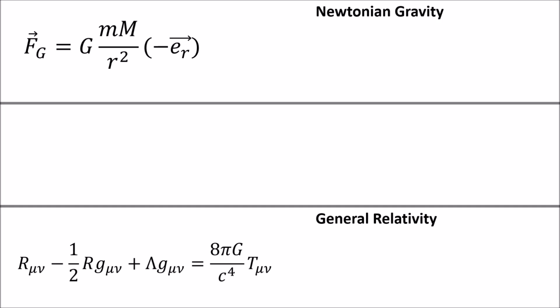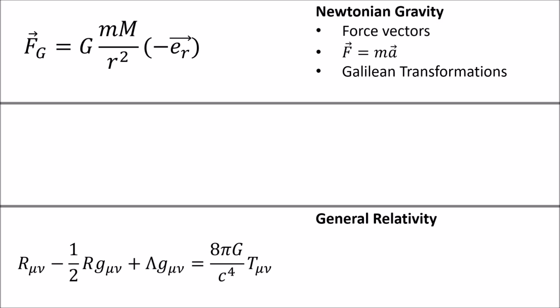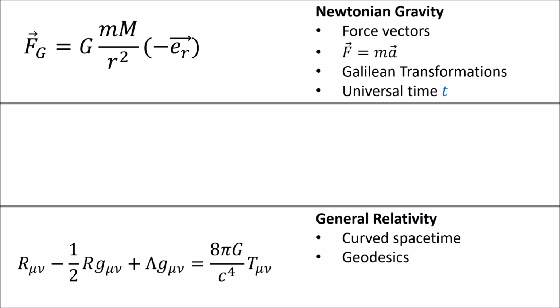In Newtonian gravity, we calculate the motion of objects using force vectors and Newton's second law, F equals ma. We use Galilean transformations to change between inertial frames, and we have a universal time coordinate t that all reference frames agree on. In general relativity, we have a curved spacetime, and we calculate the motion of objects using geodesics in spacetime. We use Lorentz transformations to change between local inertial frames, and we use an observer's proper time tau to measure time along curves, since the coordinate time changes for each observer.